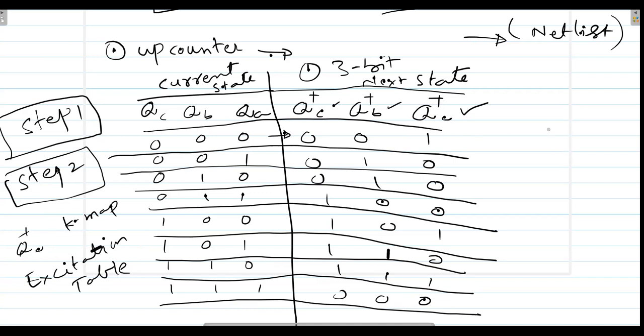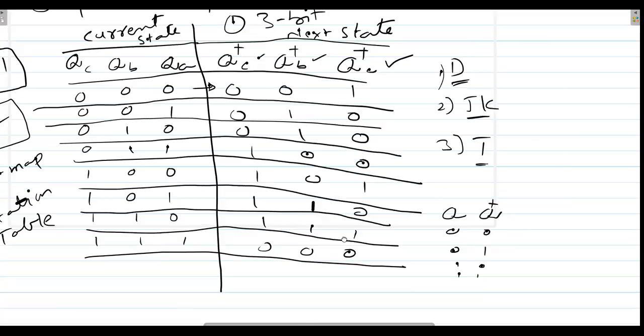Let's say you can design this counter using your D flip-flop, your JK flip-flop, or your T flip-flop. Whether you are using D, JK, or T, you have your present state and your next state, so Q and Q plus: 0 0, 0 1, 1 0, 1 1. In that case, what must the flip-flop input be? For example, if you take the T flip-flop.